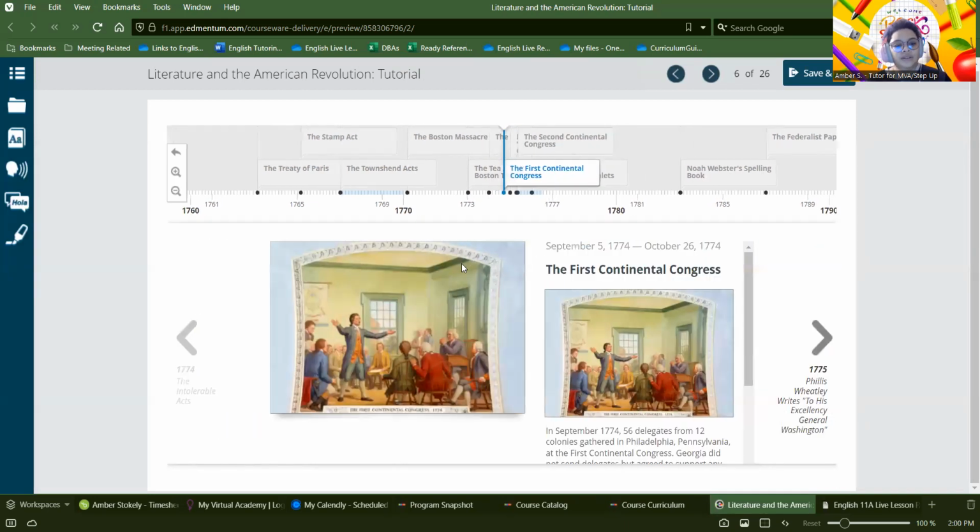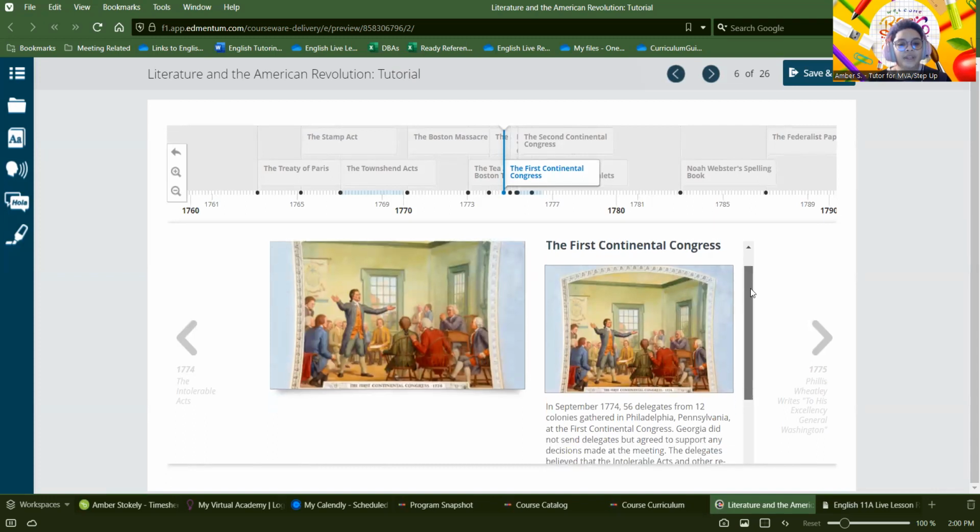All right. So this next one is the First Continental Congress. Continental just means within the continent. So this is basically everyone from the colonies meeting or having a Congress. A Congress is a fancy word for a meeting to decide things. So that's the breakdown there. This was basically for a couple months, September 5th to October 26th, in the same year, which is 1774.